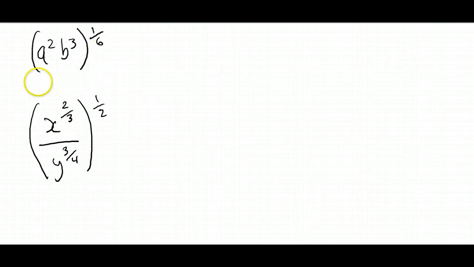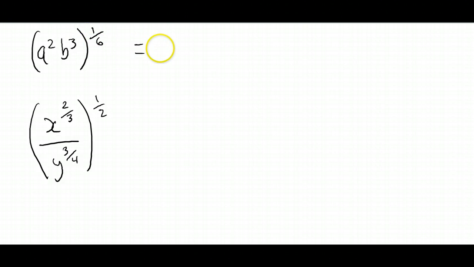Okay, before we do the summary, let's just quickly do a couple more problems, just so we know how to do them. Okay, let's say we've got in some brackets a squared times b to the power of 3, that's in brackets, and it's all raised to the power of 1/6. That's an index outside the brackets.